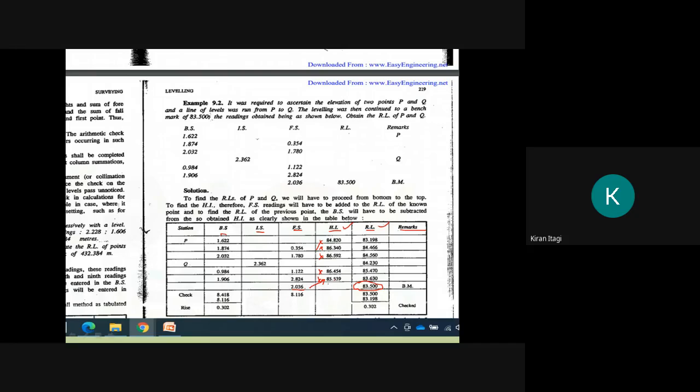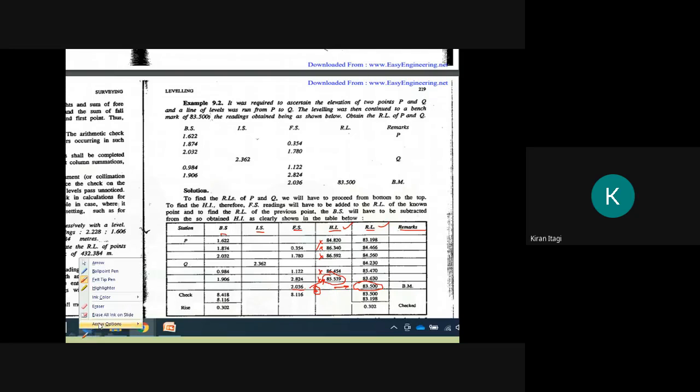In the previous problem, we subtracted the intermediate side and fore side to get the RL. But here, instead of subtracting, we are adding, because we are going in a reverse order. So 83.50 plus 2.036, what have we got? We have got the height of the instrument. Once you get the height of the instrument, it is very simple to get the RLs.